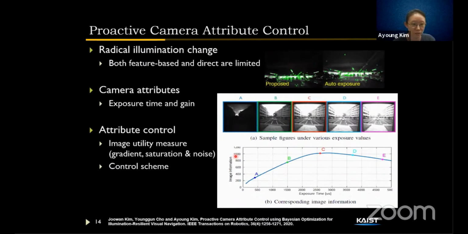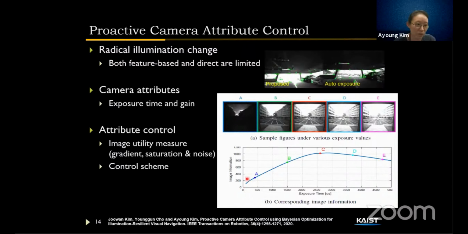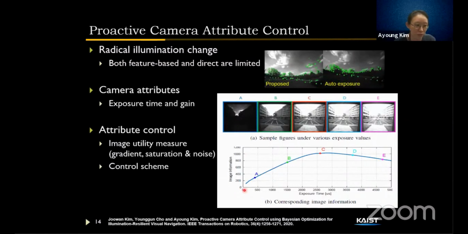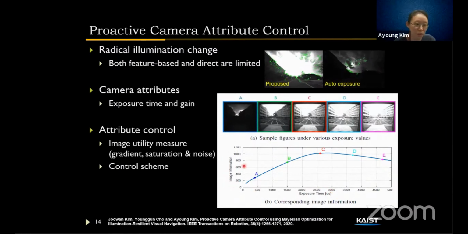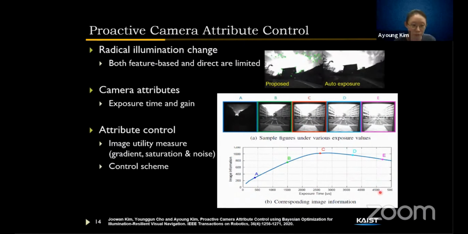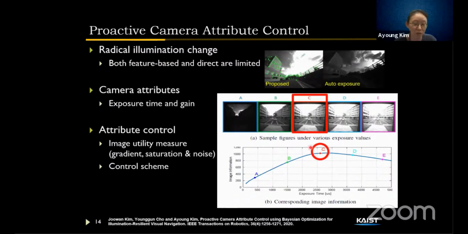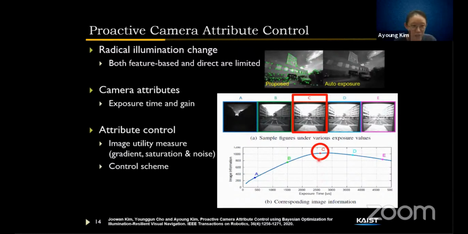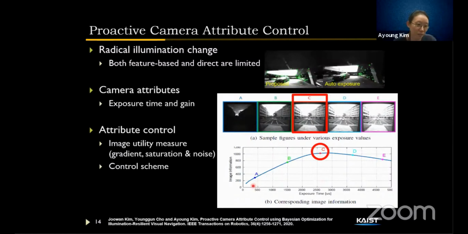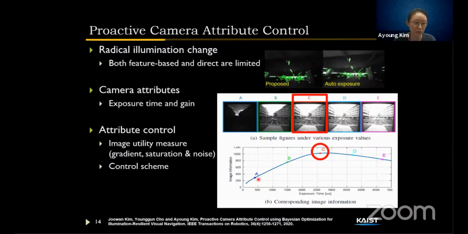We can think of this as a problem of finding the best image quality. If we plot this, we can plot it in this form. The x-axis is exposure time, and the y-axis is information of the image. We know the image quality gets better and then decreases as we increase the exposure time. We want to find the optimal exposure time that yields the best image quality. The shape is very simple.